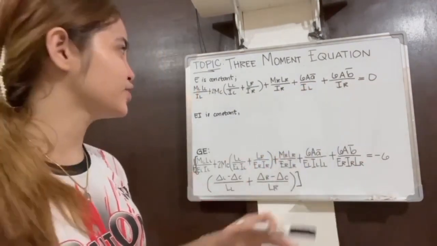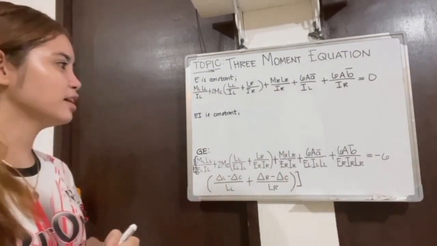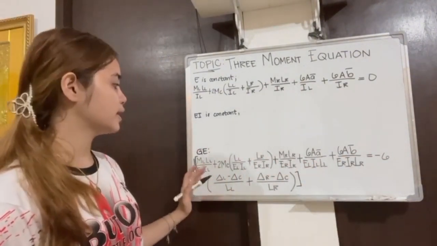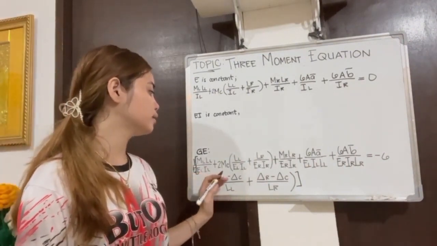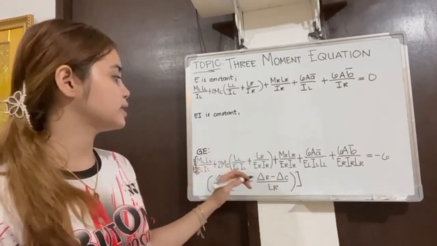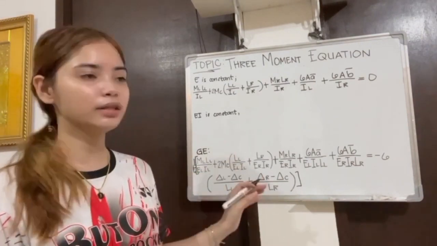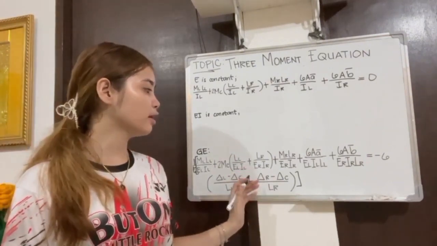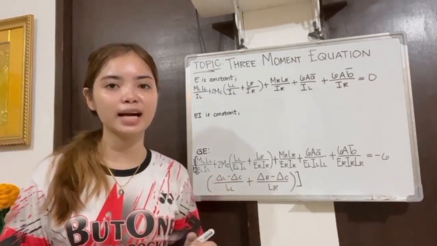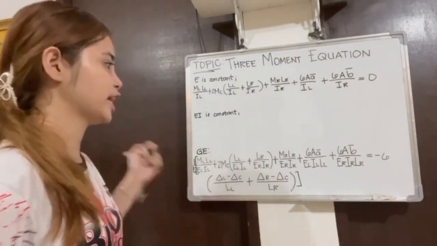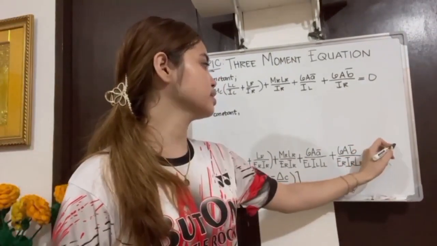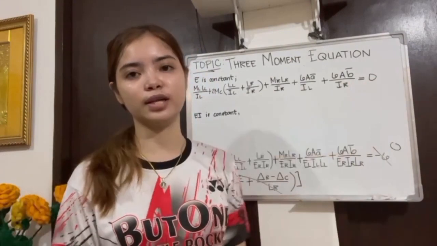So nganong mahimo man siyang 0, na-eliminate ang -6 times the left settlement minus the center settlement over the length of the left plus the right settlement minus the center settlement over the length of the right. Because applicable lang siya if naa kay supported load. Unya kay wala man, so ma-eliminate siya. So, ang equals na siya to 0.